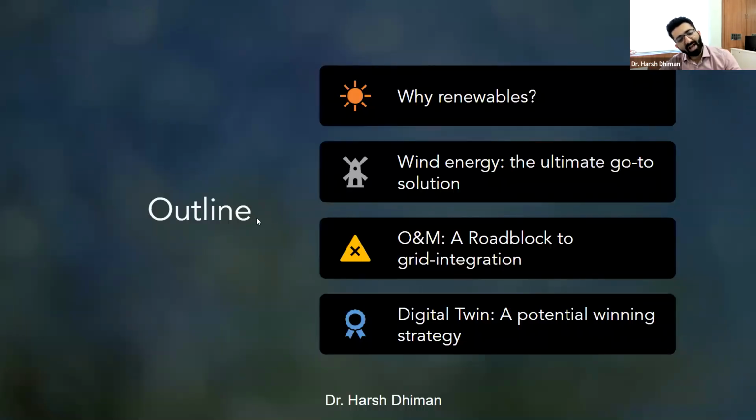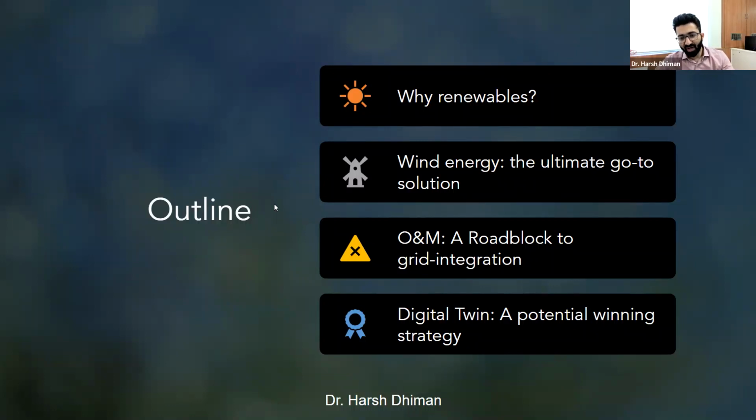As far as the outline of my talk is concerned, we'll be focusing first on why we are going forward with renewables, then why wind energy in particular is the ultimate go-to solution, because there are options with solar, biomass, hydropower, but wind is serving as a very go-to solution, particularly for the Indian landscape. Then, as far as grid integration is concerned, because obviously we'll be delivering power to the grid, we are not focusing on standalone systems. We are focusing on systems where the power will be delivered to the grid.